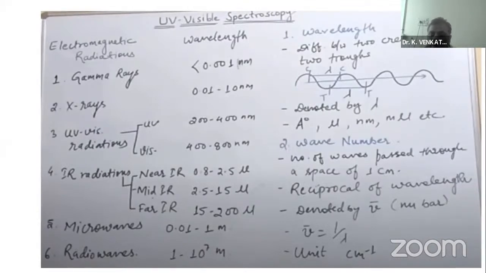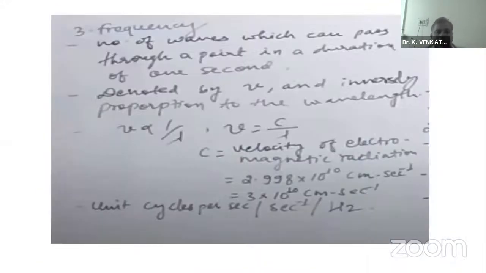It is denoted by mu bar. So mu bar is 1 by lambda, and the unit is centimeter inverse. So this is for the wave number. Now you can be clear about what the wavelength is and what the wave number is. In the next slides we will explain more.